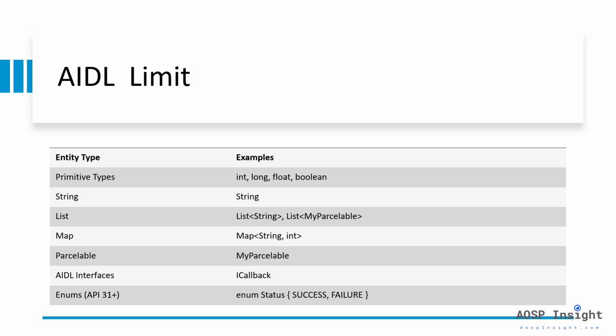If we use AIDL to define an interface or parcelable, the data that is sent or transmitted from a Java application will be received correctly in C++ and vice versa. That's the advantage of using AIDL.